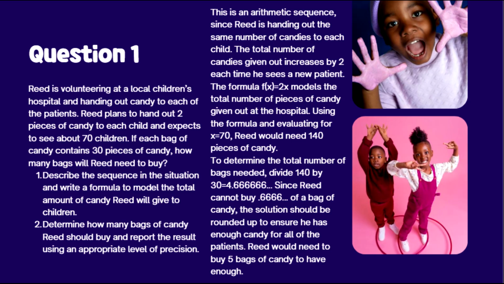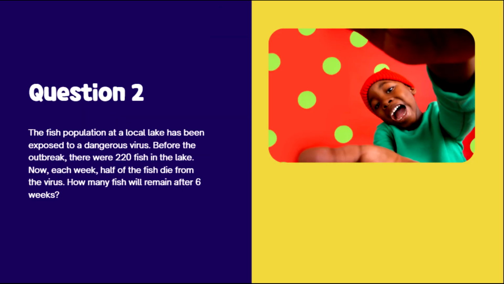So in this situation, with math rules, you would automatically round up. But if this was 4.33333333, Reed would still need to round up, because you can't be short and have a poor sick kid come up and say, I want candy, and you'd be like, sucks to be you, there isn't any. Here's question 2.